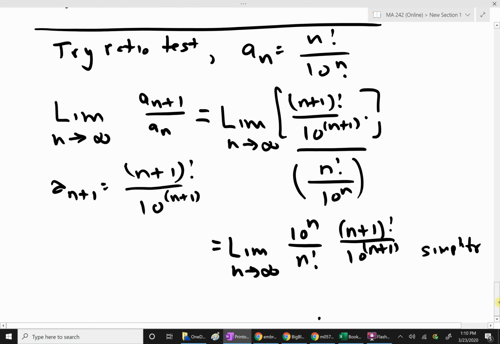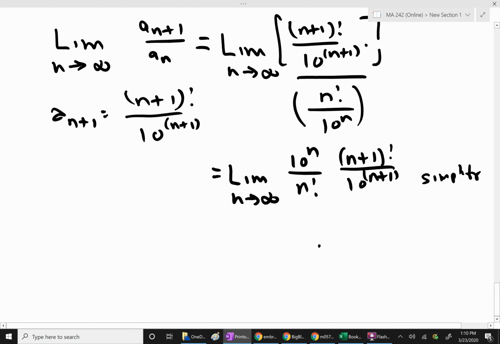And what I'm going to do is group like terms here. So I'm going to write this as the limit as n goes to infinity of (n plus 1)! over n! times 10 to the n over 10 to the n plus 1. And this simplifies. This is just 1 over 10, right? This is 10 multiplied by itself n times, over 10 multiplied by itself n plus 1 times. What does the factorial part simplify down to?